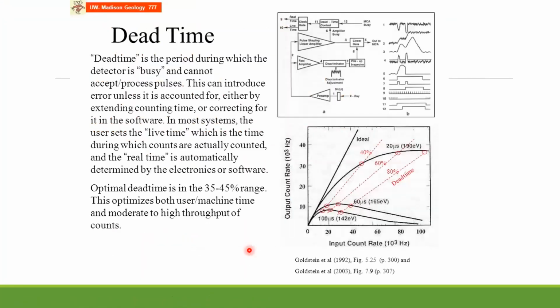So dead time is a period during which the detector is busy and cannot accept or process pulses. This can introduce error unless it is accounted for, right? Either by extending the counting time, where you tell the system to process the X-rays by some values, which means you are setting some live time. That's possible in all EDS software.